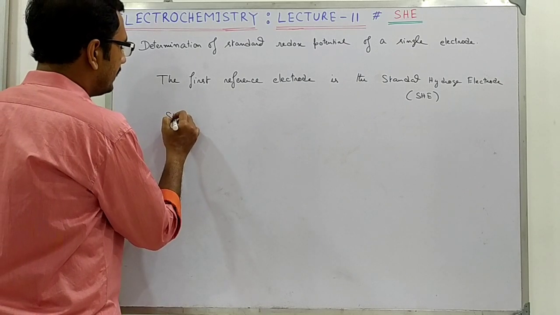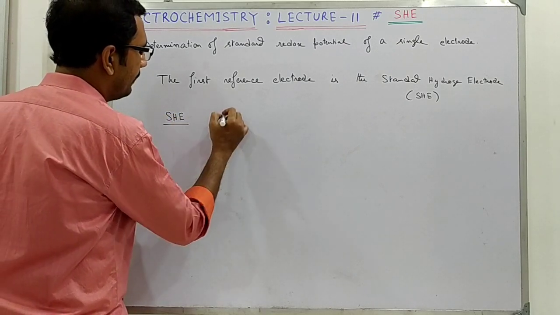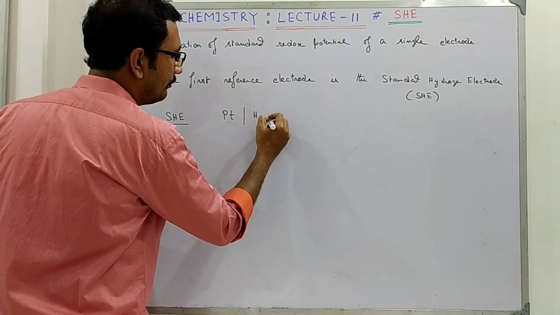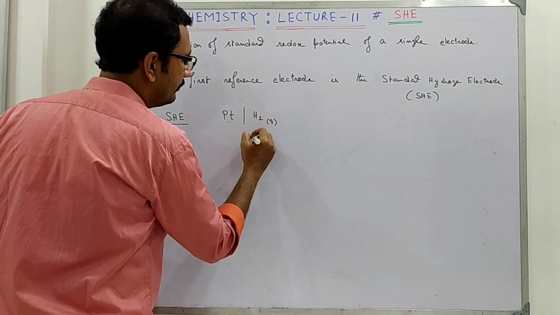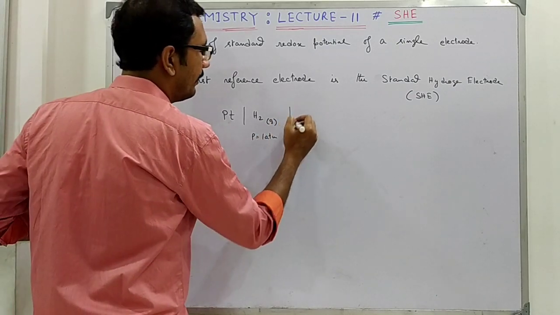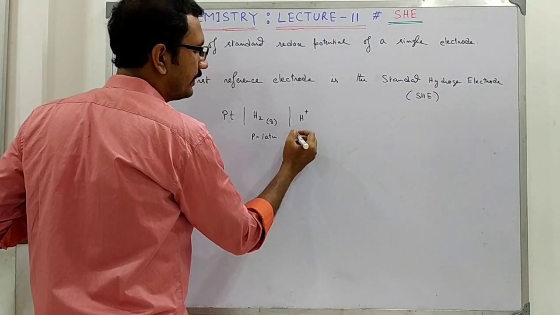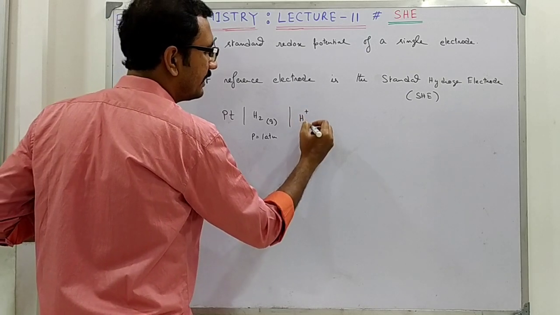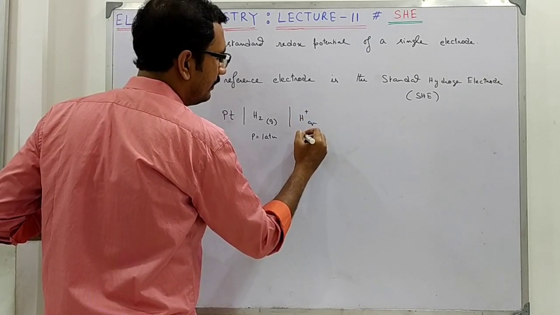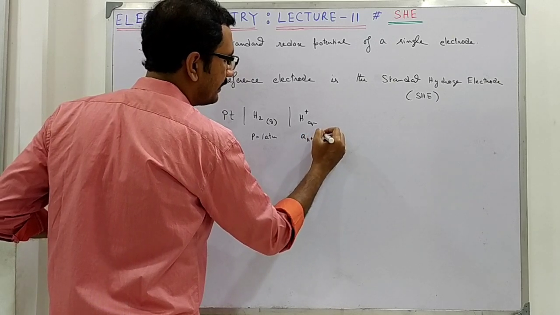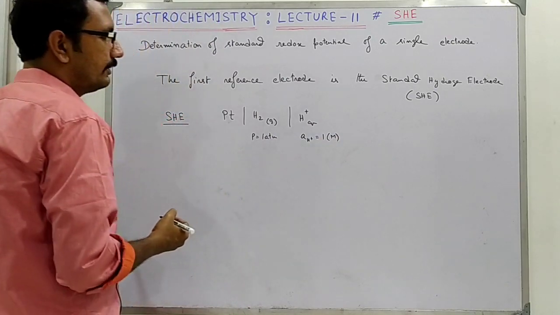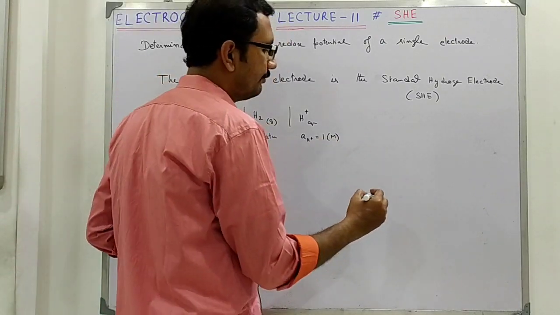So the SHE can be represented as platinum, H2 in gaseous form, pressure maintained P equal to 1 atm, and it is in contact with the solution having H plus ions, aqueous, and we have the activity to be 1. So, this is the representation, and what will be the diagram for this?